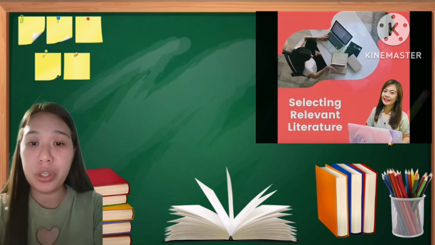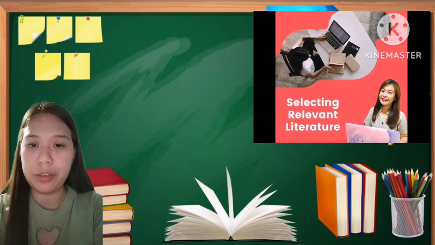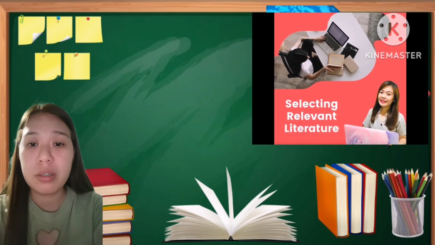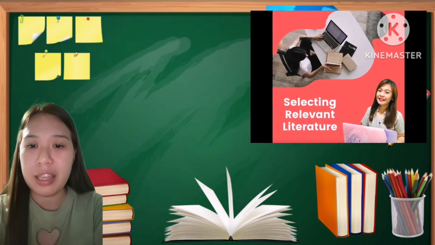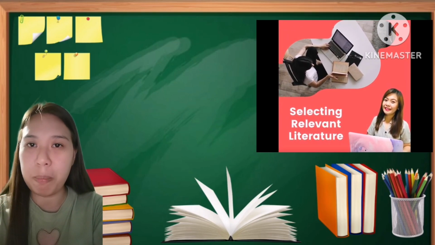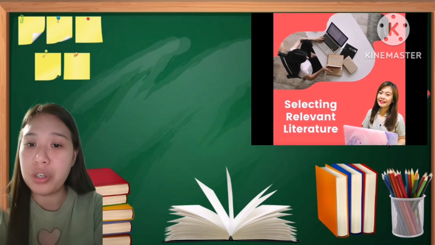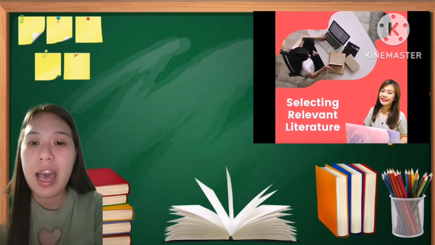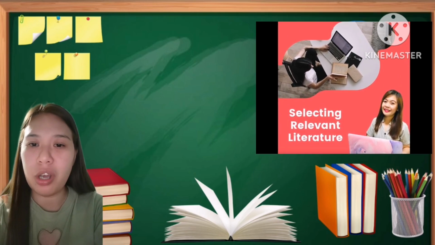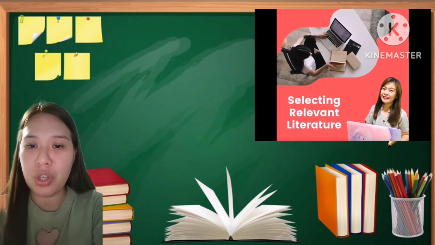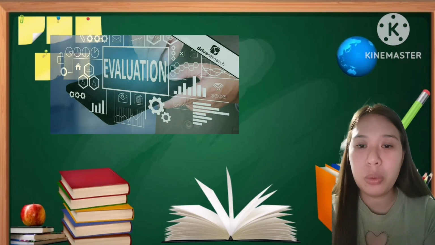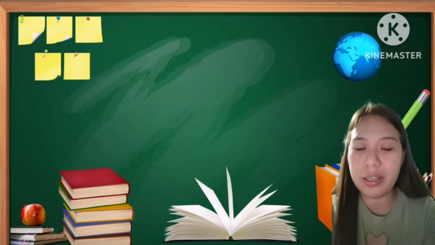Second is to search for relevant literature. You have to gather academic sources like books, journals, theses, or dissertations related to your chosen topic. This is also to understand existing knowledge, identify key theories, research gaps, and methodologies that are relevant to your research proposal. The third one is to evaluate and select quality sources.